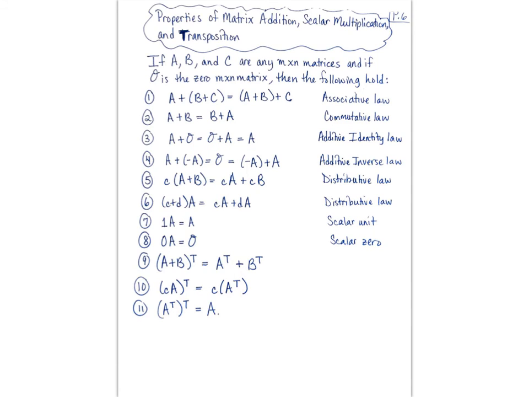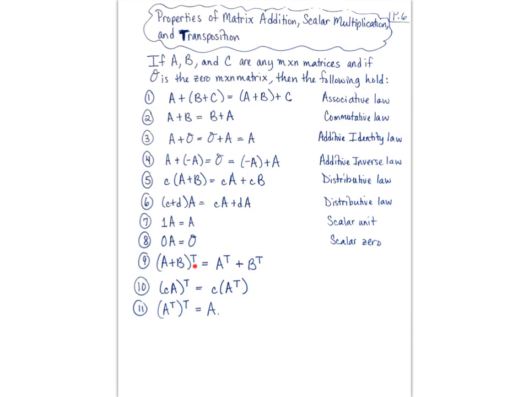That's the additive identity. A plus negative A, if you have a matrix and then you add the opposite of it, you get the 0 matrix, and vice versa. If you take a scalar times the sum of two matrices, that's equal to the sum of the scalar multiples, C times A plus C times B. C plus D, so here C is a scalar, D is also a scalar. C plus D times A is equal to C times A plus D times A. 1 times A is equal to A. 0 times A is equal to the 0 matrix.